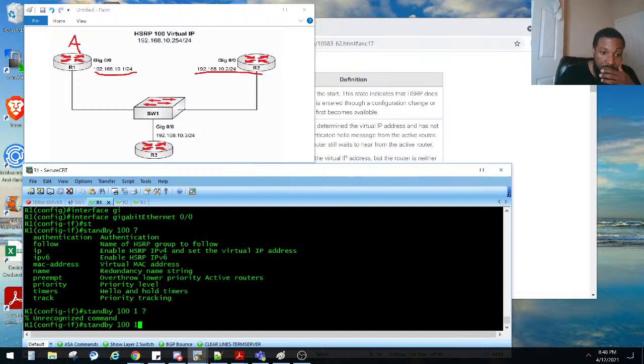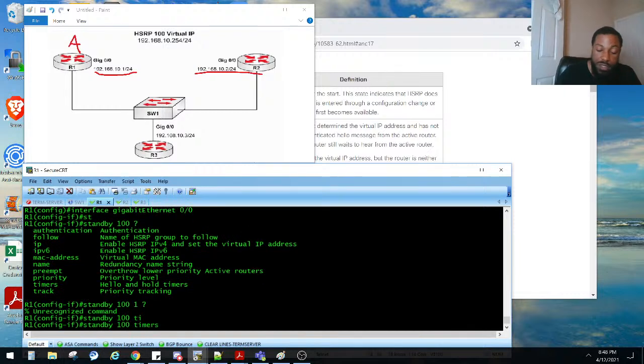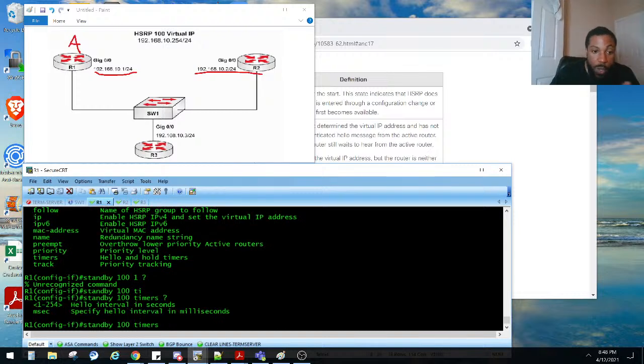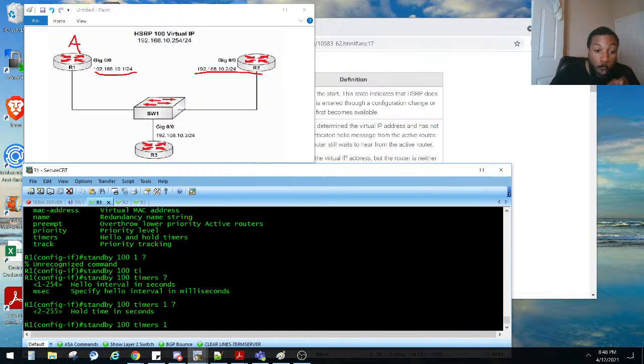Question mark again, you'll see, oops, my bad, you got to put timers first. Come on, network. Timers, right? We said the hello interval in how many seconds? We said 1. Question mark again, and you'll see they want the hold time in how many seconds? They said 3. So 1 and 3. That's how you got to do it. Standby 100, timers 1 3, right?